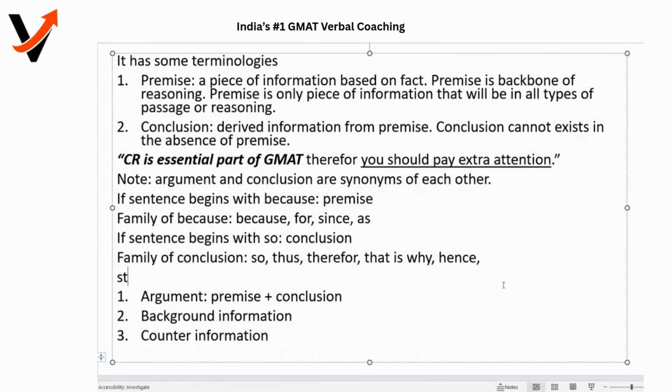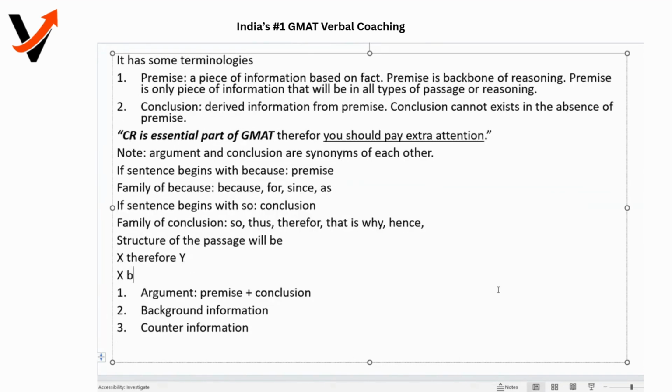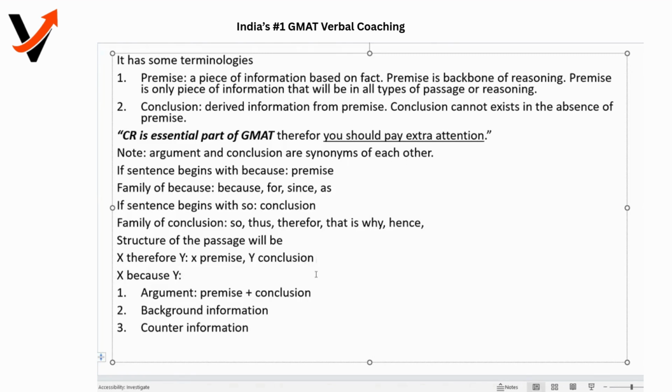Now, the structure of the passage will be X, therefore Y, or X because Y. X therefore Y: X is premise, Y is conclusion. X because Y: X is conclusion, Y is premise.